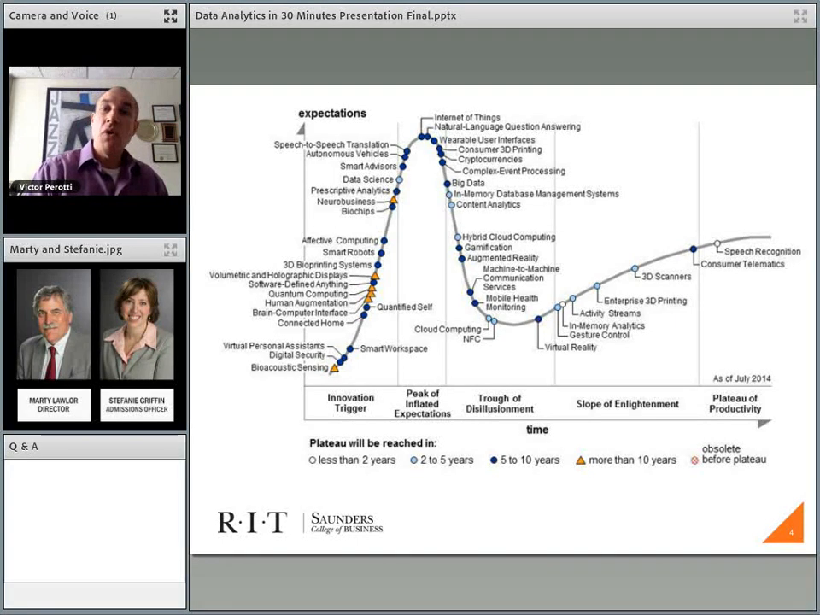If you cross over the hump there in the middle, right where the Internet of Things is, and head down a little bit more, you'll see big data. Big data is a related concept, as are in-memory database management systems and content analytics. All of these things are finding their way through what Gartner calls the hype cycle. People are really excited about them.